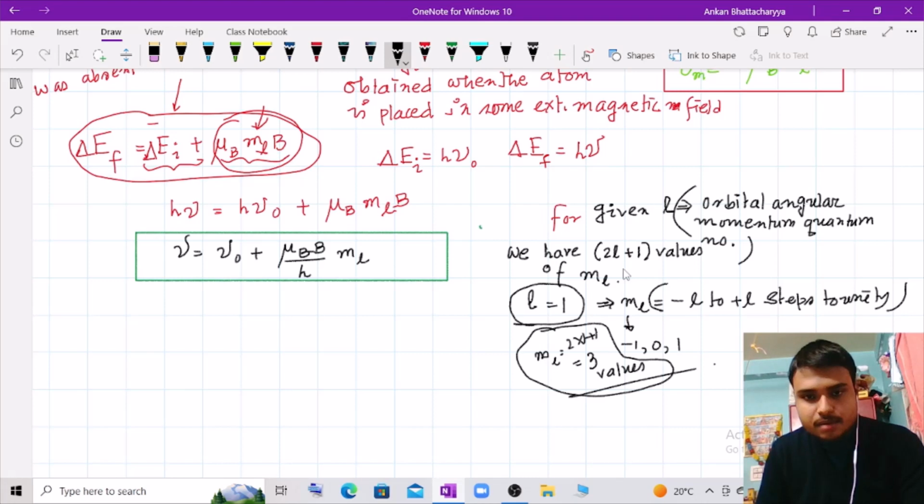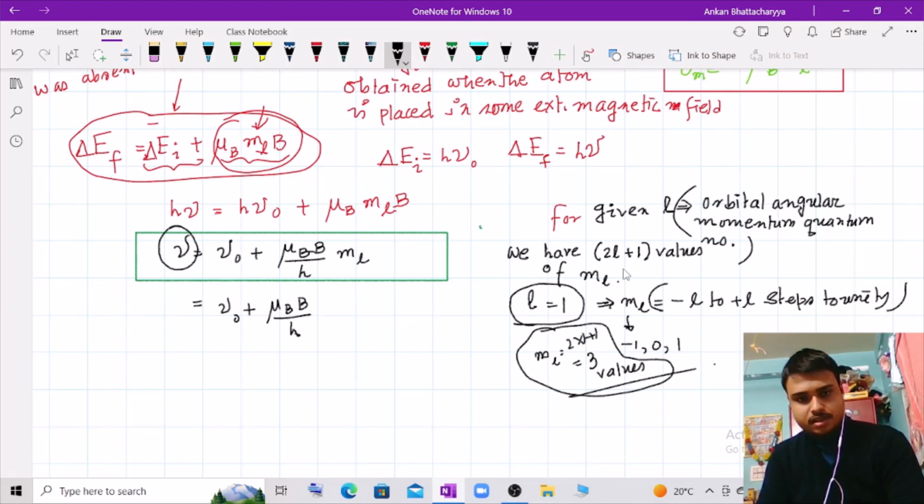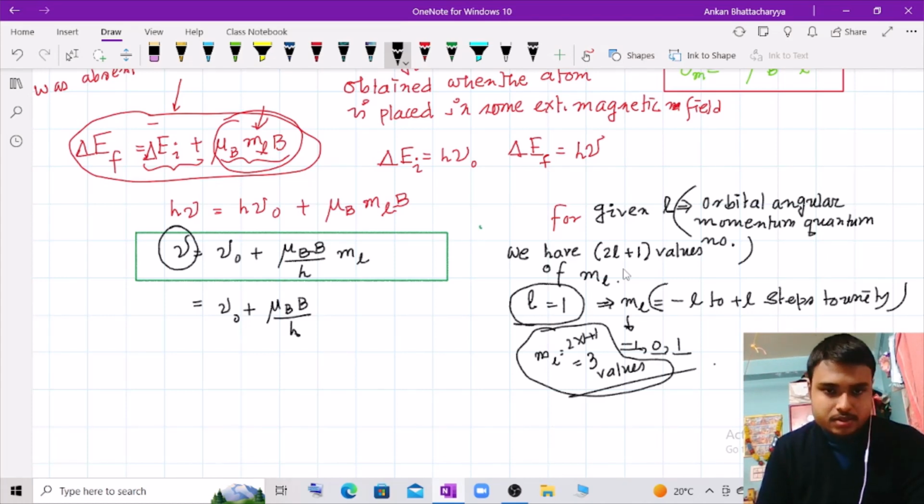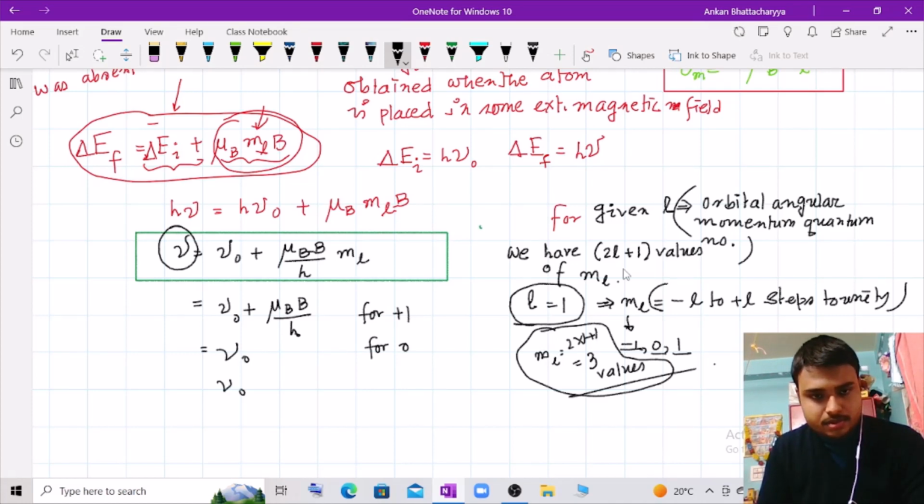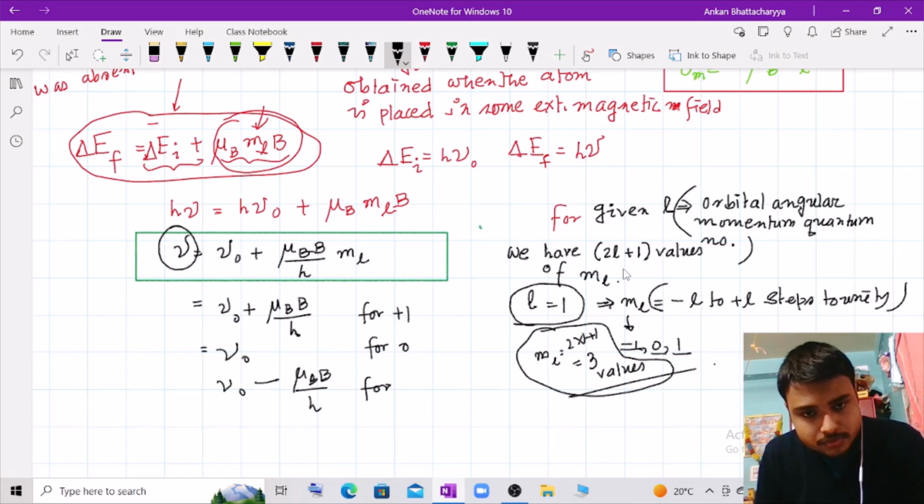If there are 3 ml values, then this frequency will also divide into 3 values of frequency. So either it becomes nu naught, or mu B B upon h, with some 2L plus 1 component. If L is 1, then ML can have minus 1, 0, 1. So this can be for plus 1, this can be for ML 0, and this can also be for minus 1.